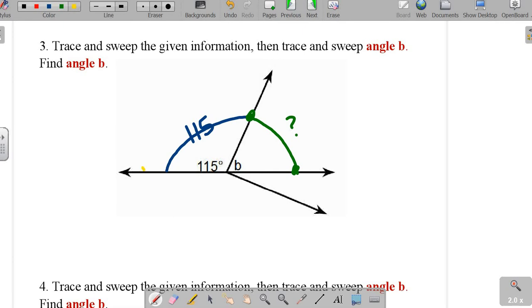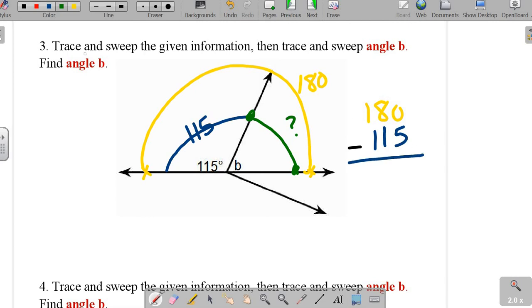Now, the key to this problem is this. See those 2 yellow X's? I like you to sweep a rainbow between them. Sweep a rainbow. Once you swept that rainbow, hopefully in your brain it registered it's half a circle. Therefore, we get 65.